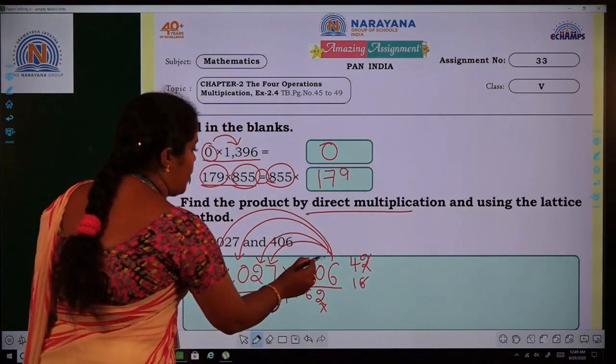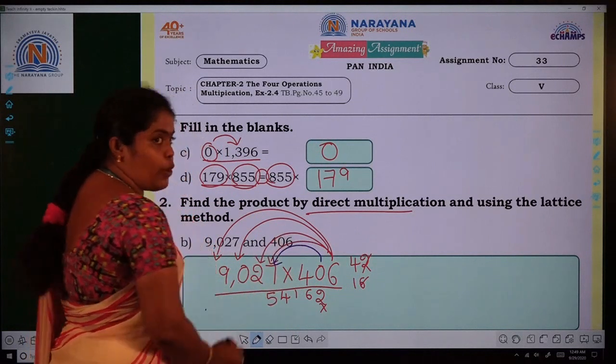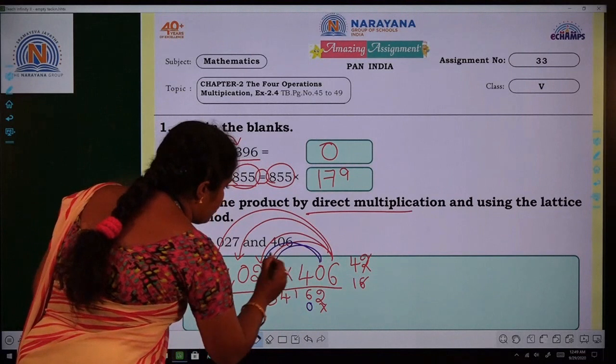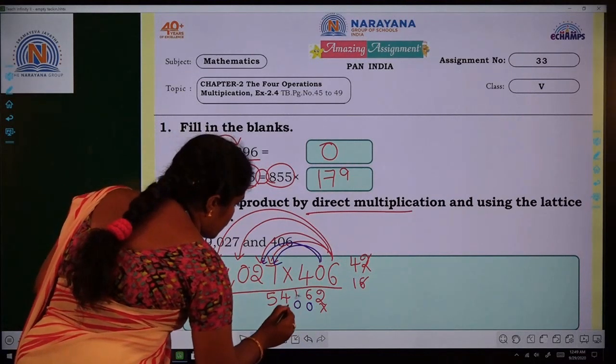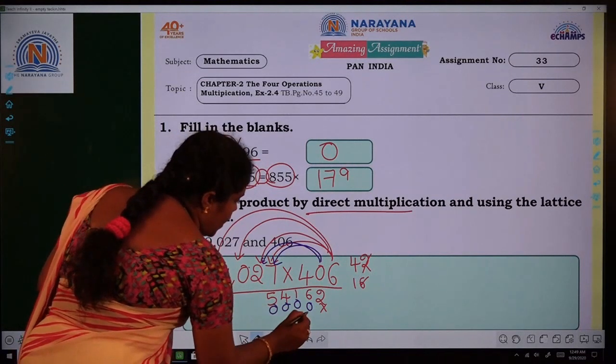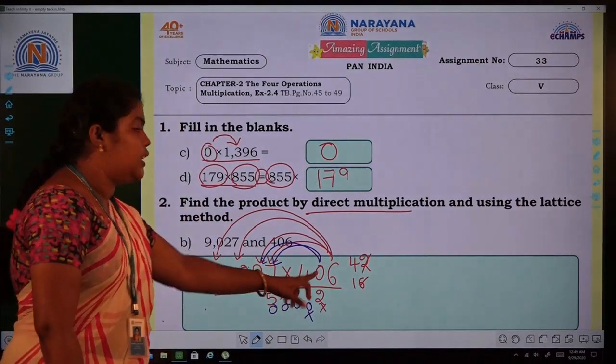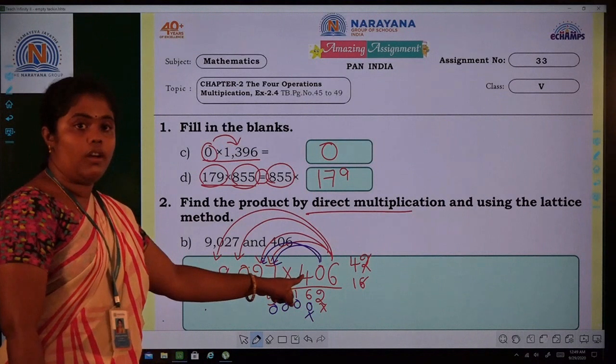We know very well if you multiply 0 with any number, we get the product is 0. So how many zeros we have to place? 4 zeros. Next we have to put the multiplication symbol. Why? Because here tens place completed. So moving on to hundreds place.